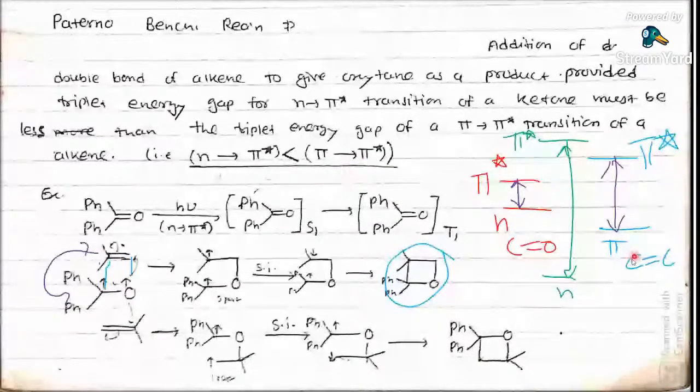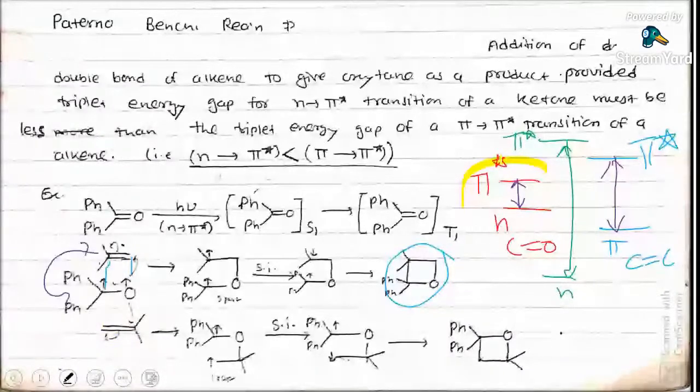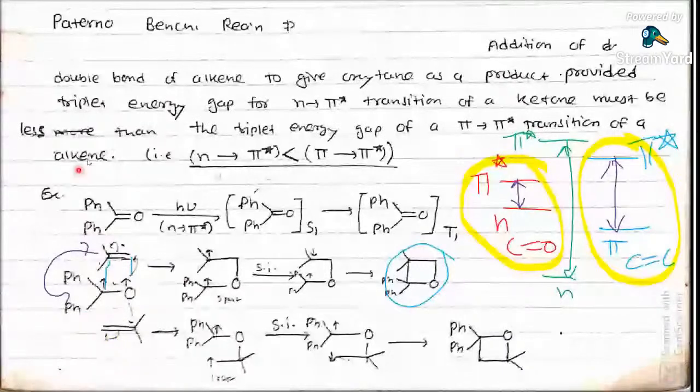For that n to pi star, just see the red structure. The n to pi star energy gap for the ketone should be less than the pi to pi star energy gap for the alkene. And if it is so, then only you can get the Paterno-Buchi reaction. So in this reaction, the molecule, benzophenone, on absorption of radiation, will show the n to pi star transition as the species is a C double bond O species. Firstly it will undergo the singlet state, then the triplet state.